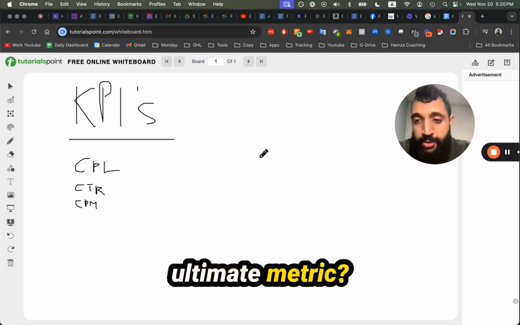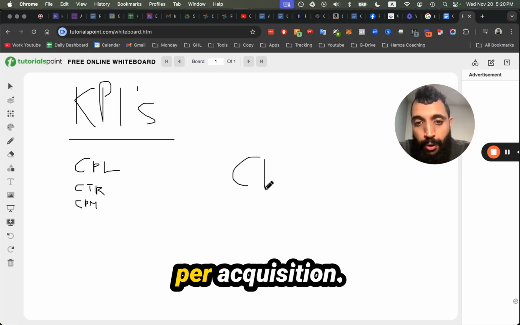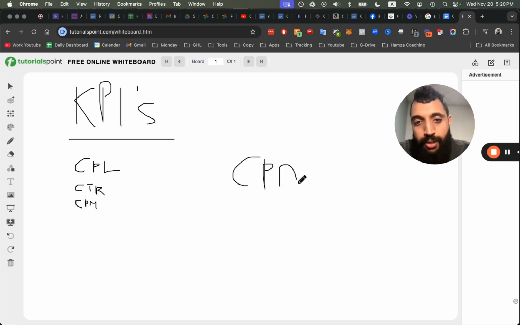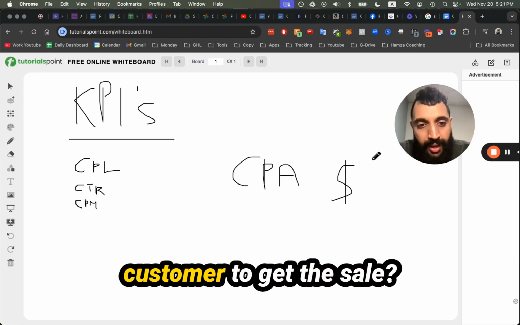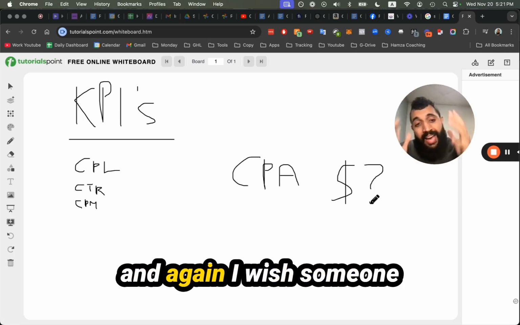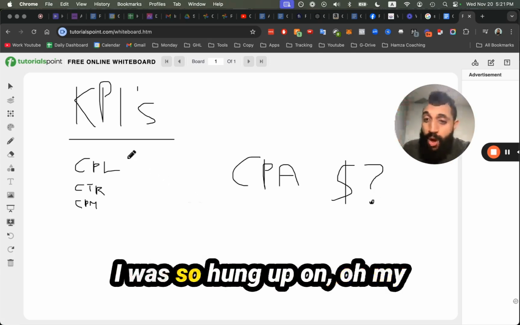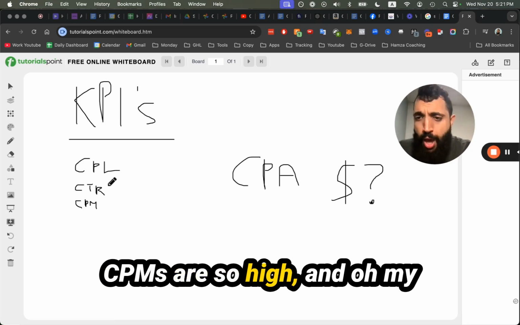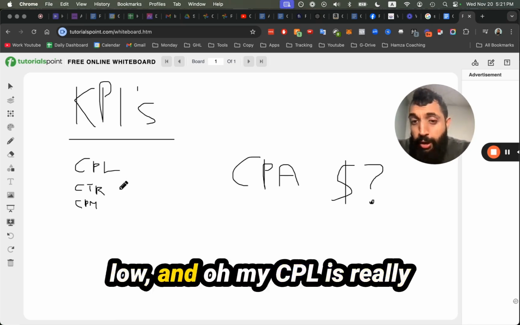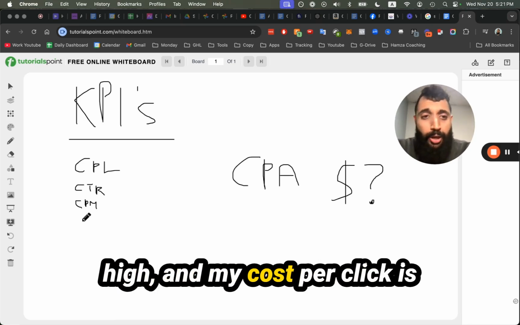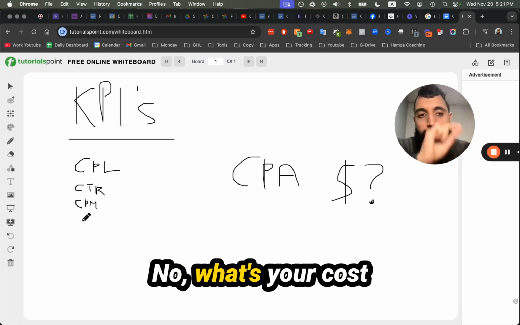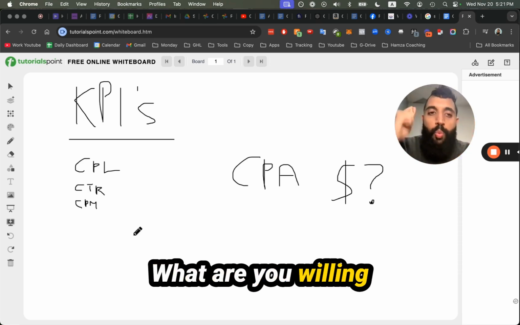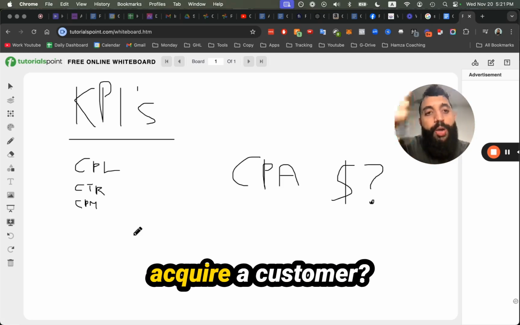And what is the ultimate metric? It's your cost per acquisition. How much does it cost you to actually acquire the customer, to get the sale? Because here's the thing, and again, I wish someone told me this sooner, because I was so hung up on, oh, my CPMs are so high, and my click-through rate is really low, and my CPL is really high, and my cost per click is too high. I've got to kill this ad. No. What's your cost per acquisition? What are you willing to spend in order to acquire a customer?